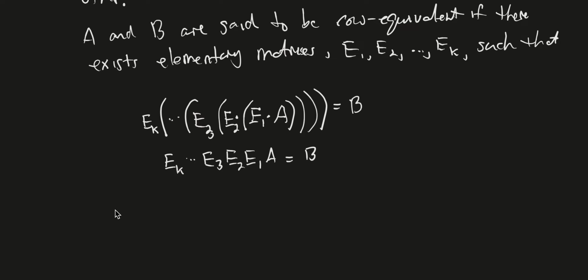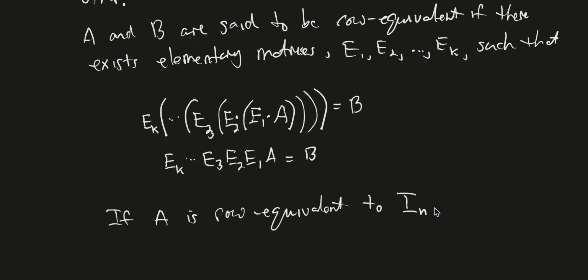So let's say this. If A is row equivalent, not just to some random matrix B, but now specifically the n by n identity, then A is invertible. Okay, so let's translate this in our new format and just replace the B with the specific n by n identity. So let's write that down.